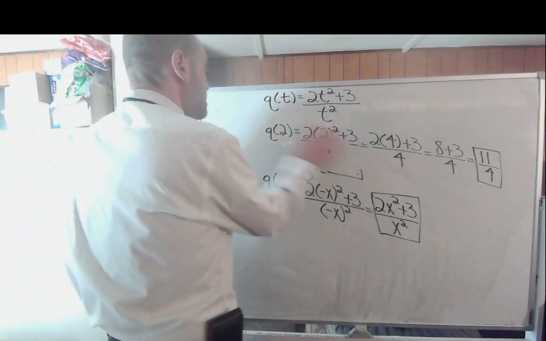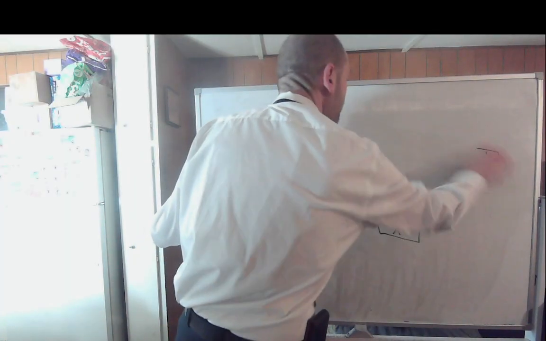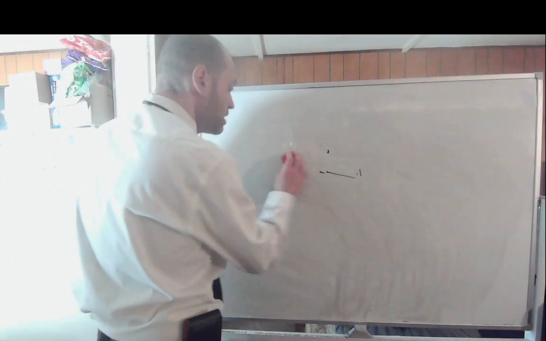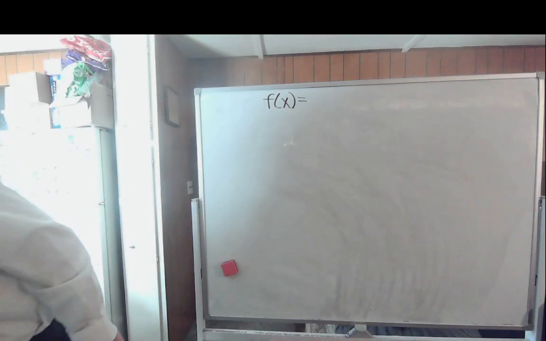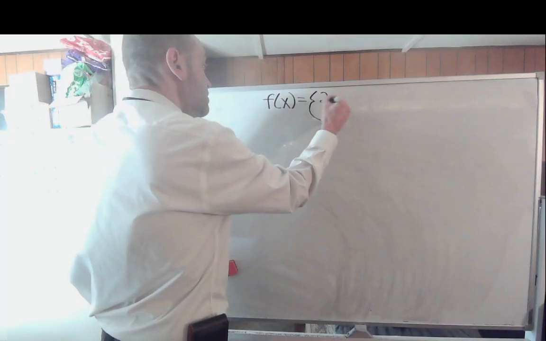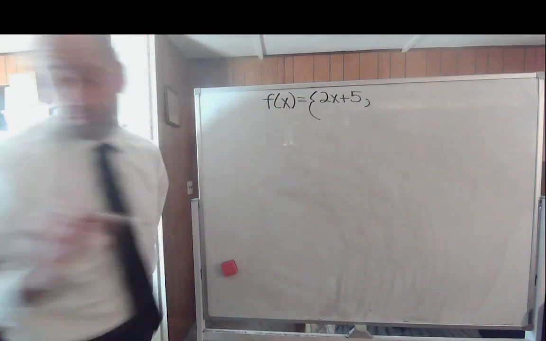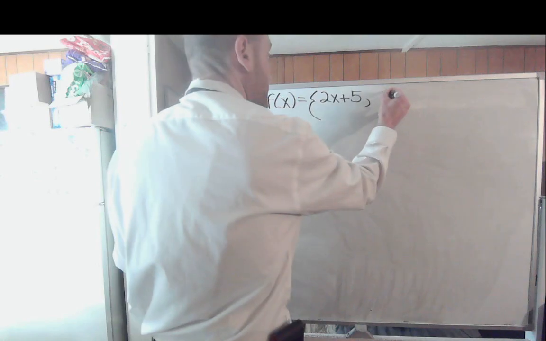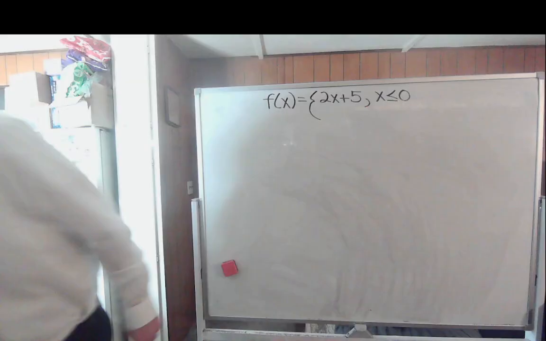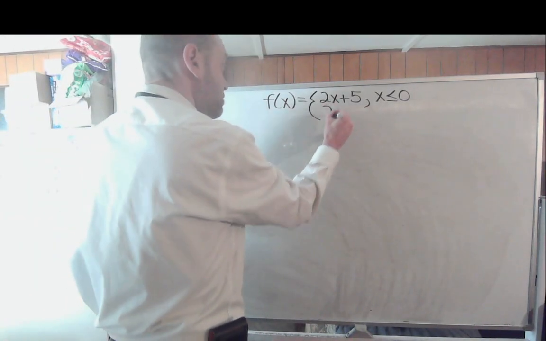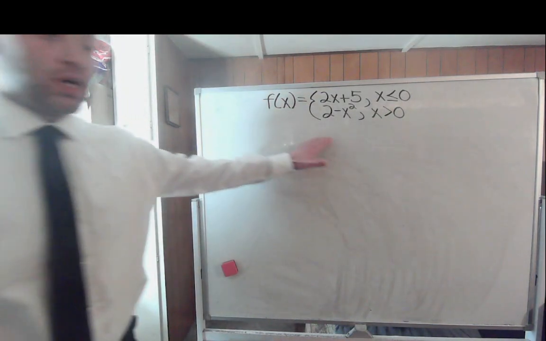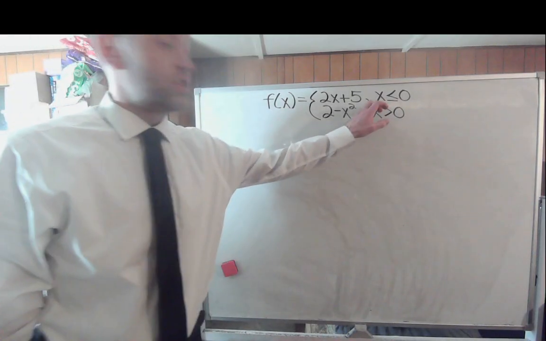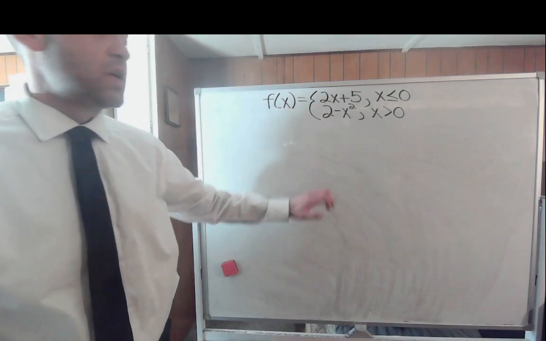All right, then a little bit of review from Algebra 2. What if we had this? F of x equals 2x plus 5 when x is less than or equal to 0, or 2 minus x squared when x is greater than 0. So this is a piecewise function. So meaning, depending upon what part of the domain you're in, it behaves as two different functions.